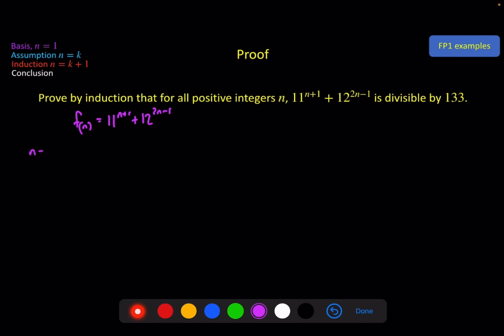The basis step when n equals 1. That's 11 squared plus 12. 2 times 1 minus 1 is just to the 1.